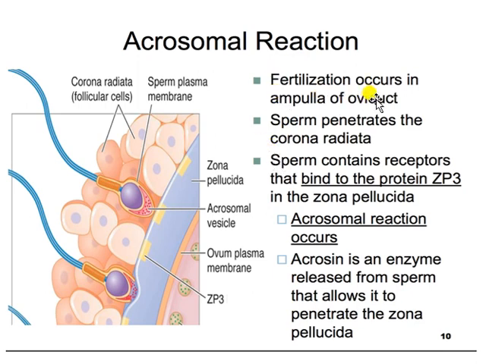Fertilization occurs in the ampulla of the oviduct. We all know sperms penetrate the corona radiata layer. Yes, there is one more layer, the corona radiata, which is present outside of the zona pellucida. That also gets penetrated with the help of this acrosomal reaction, because within the acrosomal vesicle there is one kind of enzyme present that is known as hyaluronidase enzyme.